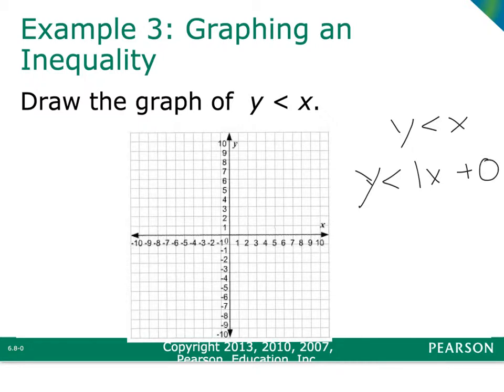So if you were going to graph that line, you would start at the origin 0, 0, and you'd use your slope and go up 1, right 1, up 1, right 1. So it's basically going to look like the 45-degree line that cuts through the origin.